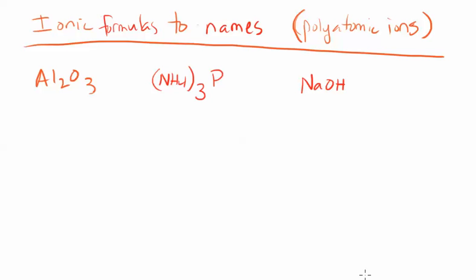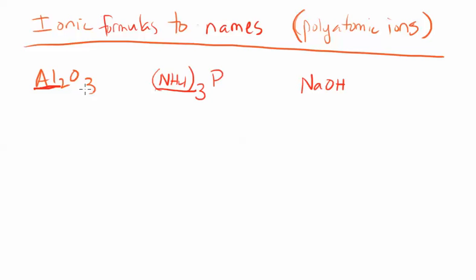One of the really important things to be able to do is look at a formula and know that it contains a polyatomic ion. So remember, let's look at this for an example. The first element is always going to be your positive ion, and in an ionic formula, it is always going to be a metal. The one exception to that is ammonium, NH4.